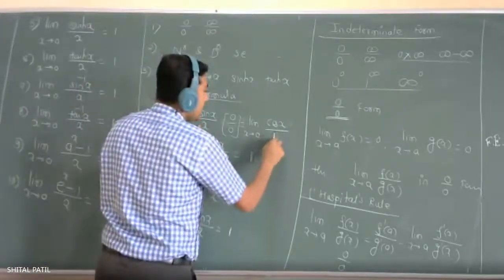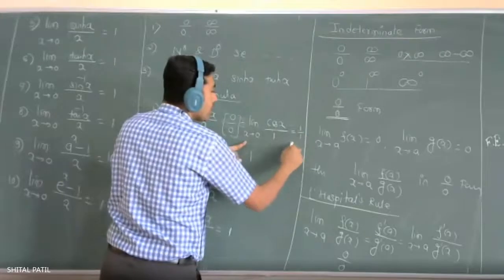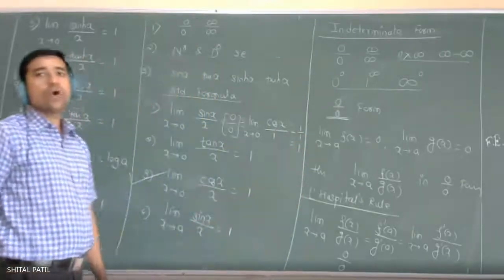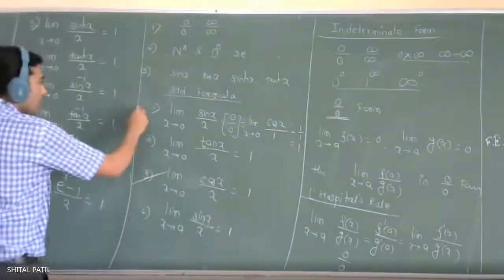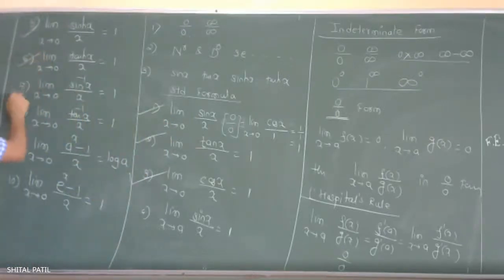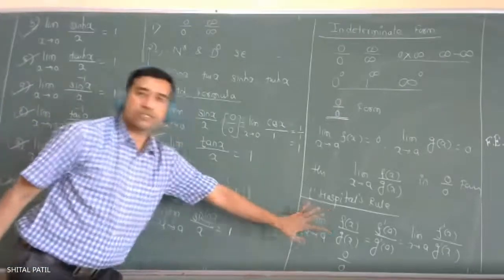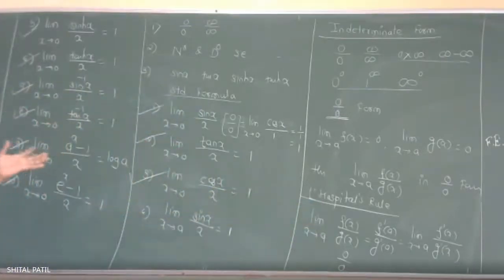Now substitute x equal to 0. What is cos of 0? 1. 1 by 1 equal to 1. So all the formulas, formula number 1, 2, 5, 6, 7, 8, 9, 10 can be verified using L'Hospital's rule by finding the derivative. For example, say I find the derivative of this.